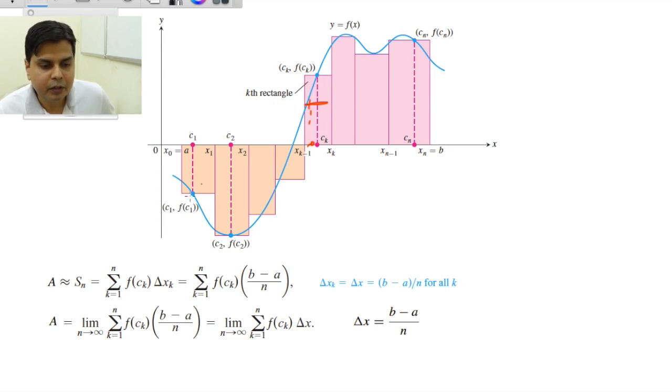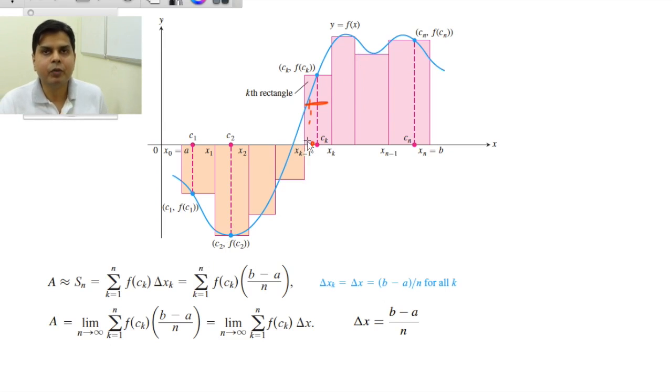Now the sum of the areas of the rectangles, that is Sn, will not be equal to the exact area A, because you see in this particular rectangle you are counting this extra area, and you are leaving out this area. Again here you are leaving out these two white portions. So basically this is an approximate formula.